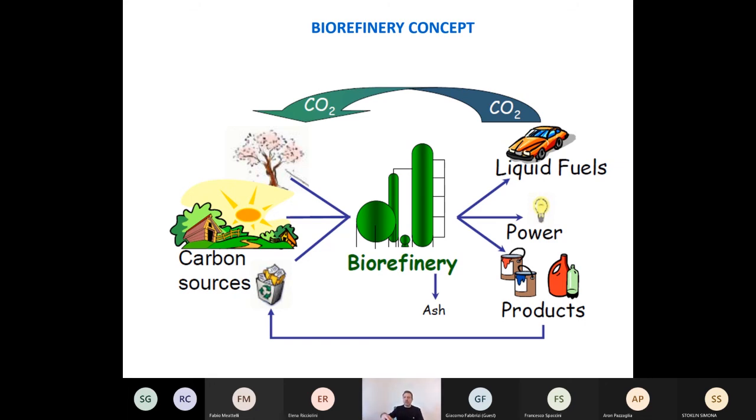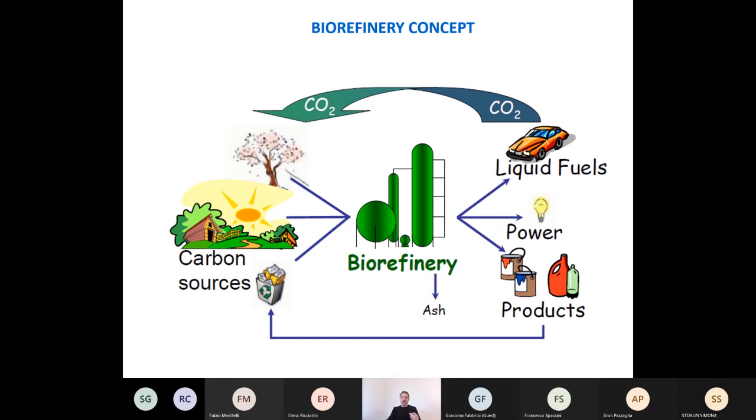Then we enlarged the concept to biofuels, and mainly liquid biofuels. Today we talked about biodiesel and bioethanol, but not only liquid, also gaseous biofuels like biogas for energy production and biomethane for the transport sector. And at the end of the course, we appreciated the whole biorefinery concept.